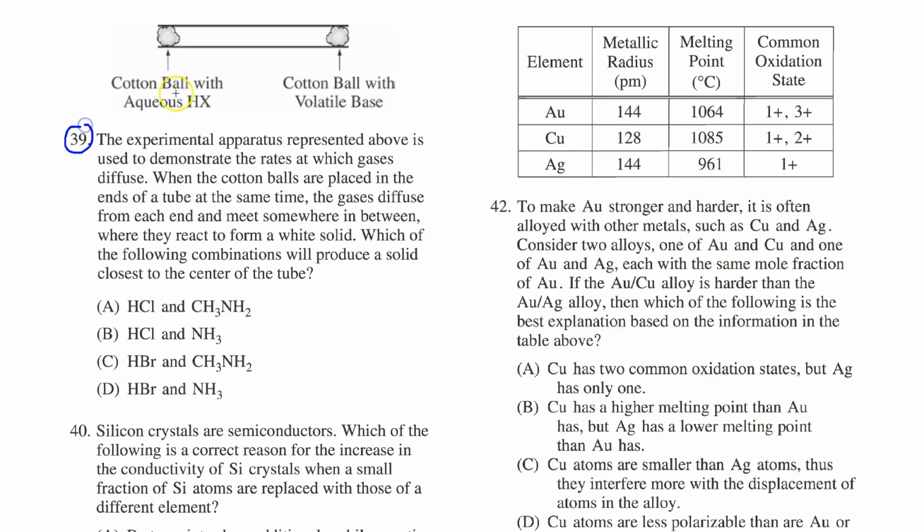Number 39, what we have here is a cotton ball with aqueous HX. It could be HCl or HBr. And a cotton ball with a volatile base. Okay, it's a base that produces vapors. And the bottom line is the vapors from one chemical will meet the vapors from the other chemical, and depending upon how fast these vapors move depends upon where the acid-base reaction occurs.